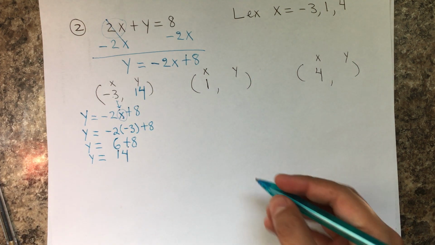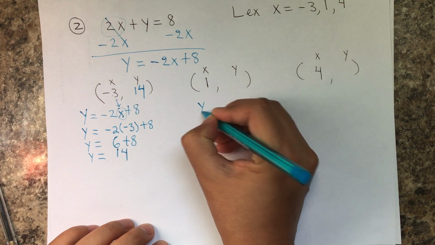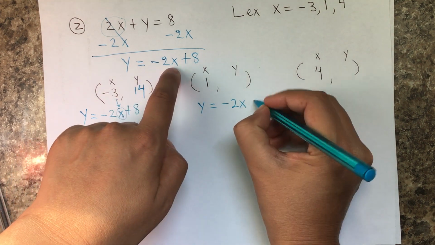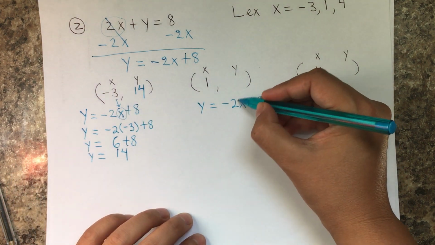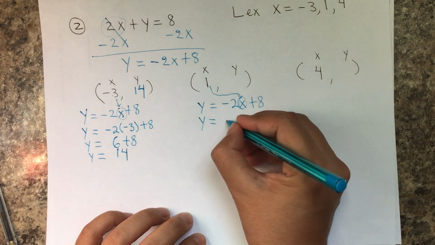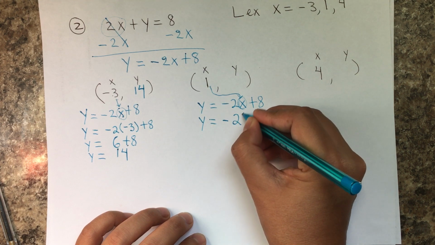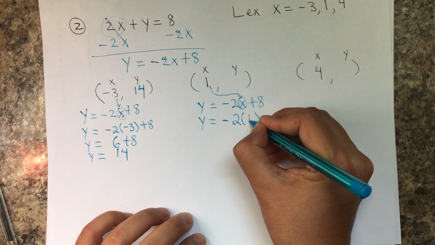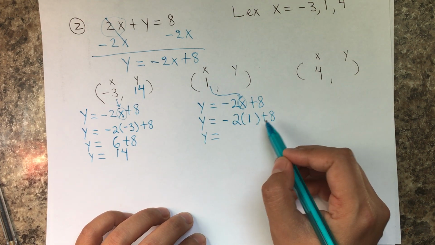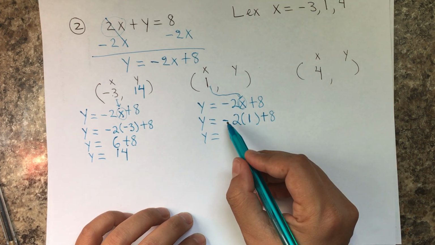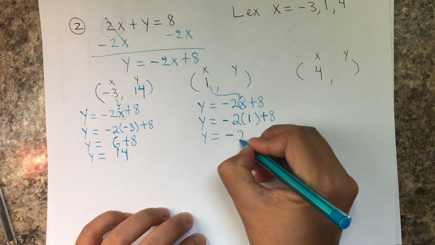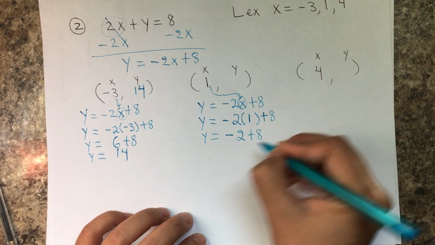For the next one, we use the same equation, y equals negative 2x plus 8. We substitute the x with this value, and so it's going to be y equals negative 2 times, instead of writing x, it's going to be 1 plus 8. Now in PEMDAS, remember that multiplication comes before addition. Okay, so that's why negative times positive, negative, 2 times 1, 2, and add the 8.